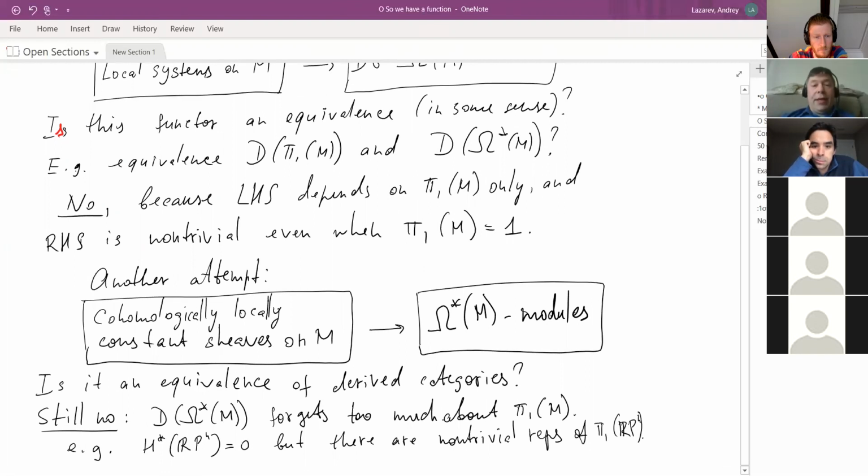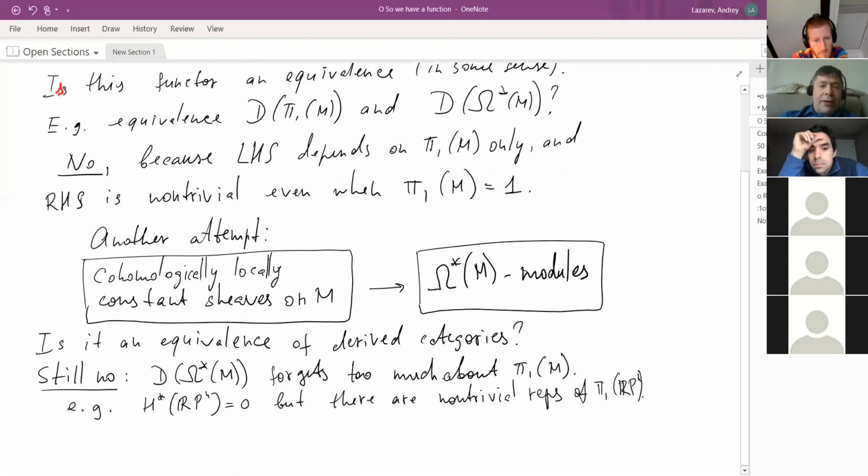One reason is that the left-hand side, being the derived category of the fundamental group, only depends on pi1, okay? Whereas the right-hand side may be non-trivial even when the fundamental group is trivial, right? In the simply connected case. The de Rham algebra might have quite a non-trivial derived category, even in a simply connected situation.